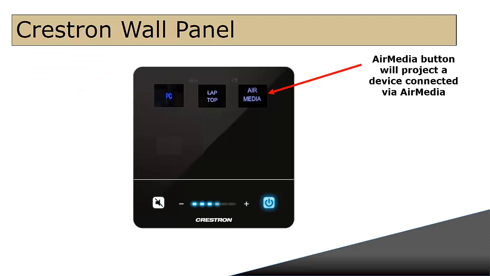Another projection option is AirMedia. AirMedia provides the benefit of device mobility during projection, as well as ease in switching between multiple devices if necessary. Simply touch AirMedia in the upper right corner of the wall panel. Instructions will appear to guide you through connection steps.